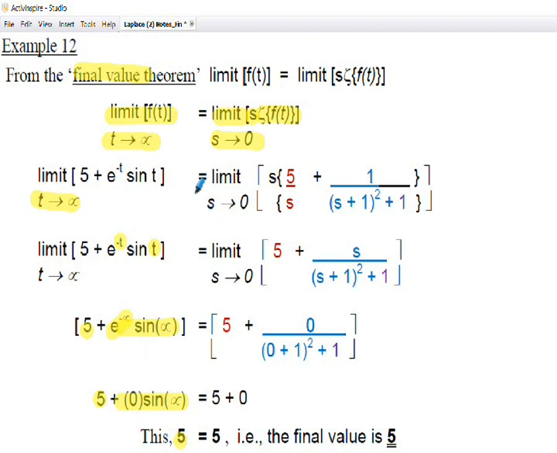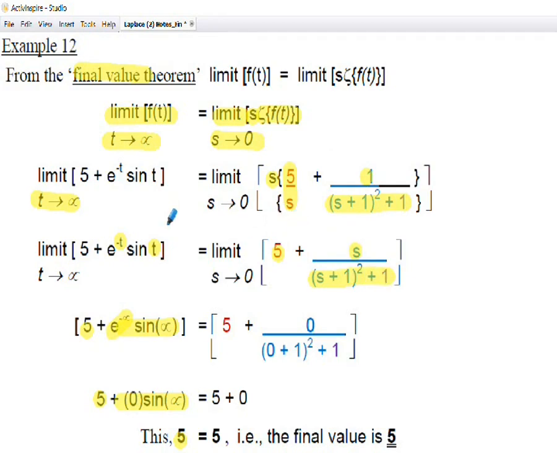For the right hand side of the equation, we go back to here. The first thing we should do is expand our Laplace transform by the s. So s times 5 upon s will simplify to 5, and then s times the 1 upon s plus 1 all squared plus 1 will give us s upon s plus 1 all squared plus 1.